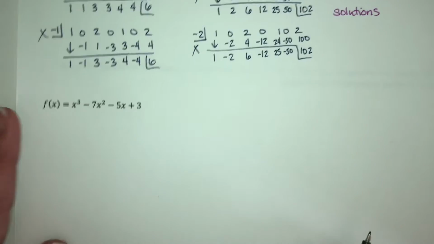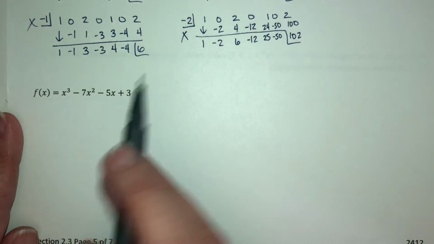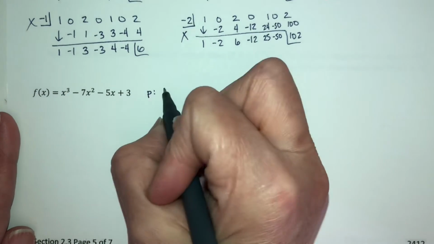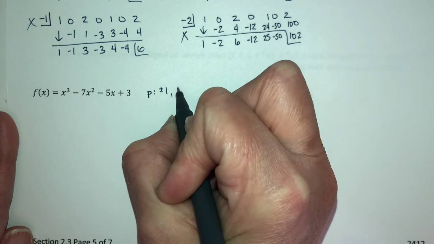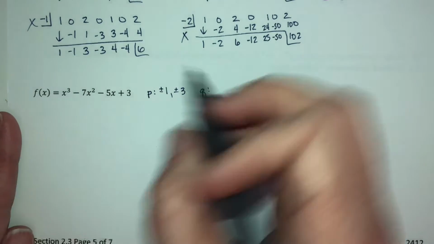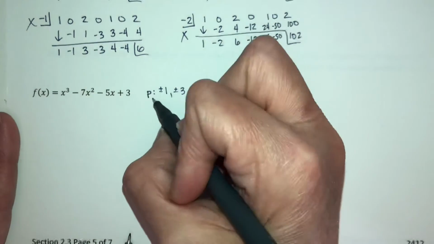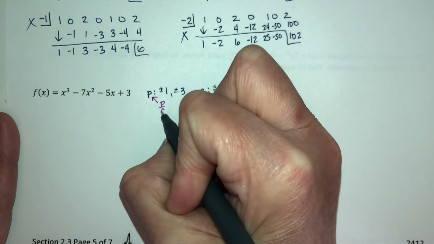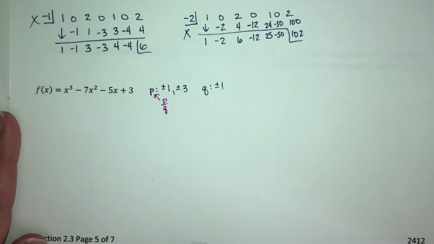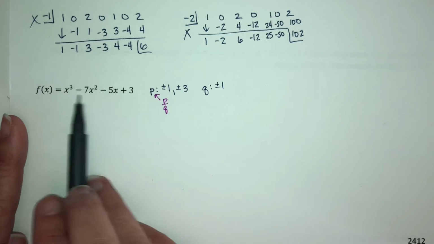Okay, so now let's do this one. I'm going to find my P over Q values. My P values come from 3, so this is plus or minus 1, plus or minus 3. My Q values come from the 1, so again, this is a 1, which makes it really nice. And this is also P over Q. Okay, so let's start testing. Everything is here.